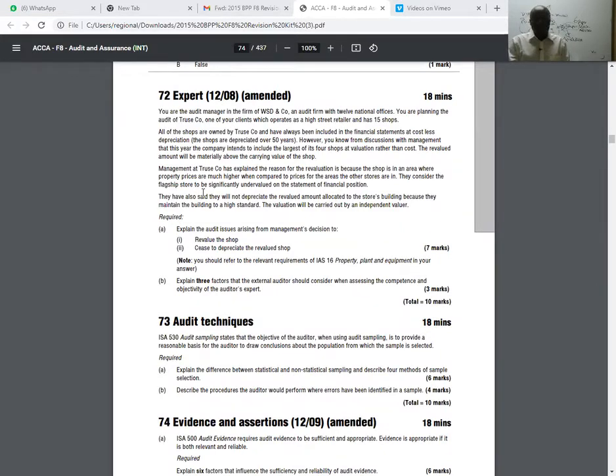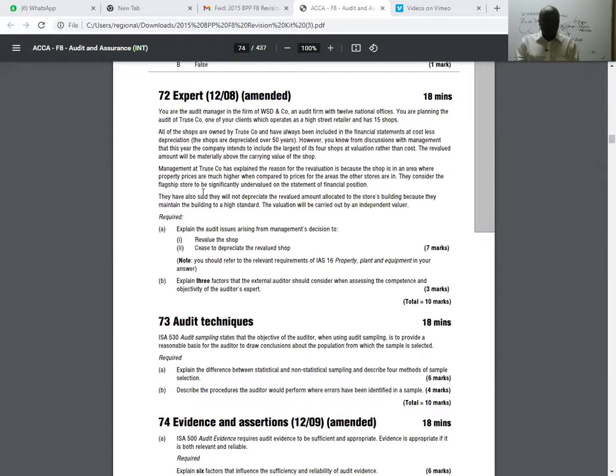They've also said they will not depreciate the revalued amount allocated to the store's building because they maintain the building to a high standard. Again, that is hogwash. All assets must be depreciated. So the valuation will be carried out by an independent valuer, which is good. They've used the words independent valuer.